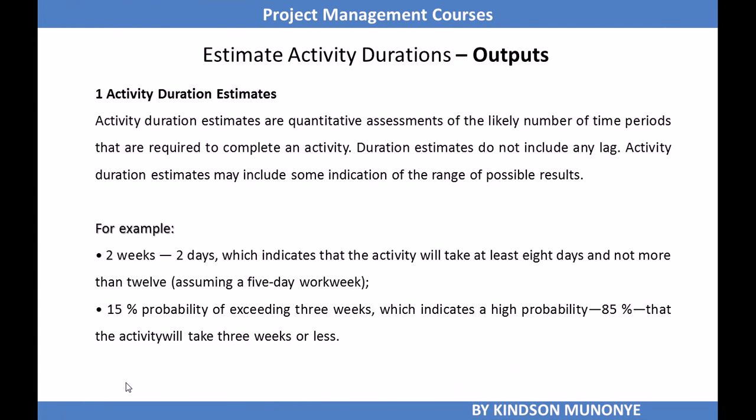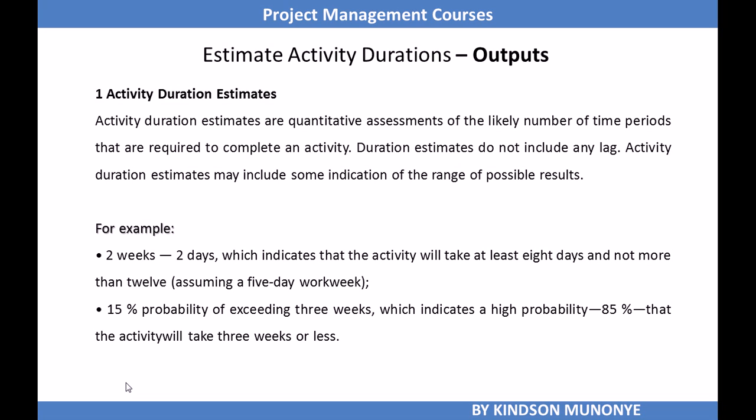Alright, let's now look at the two outputs of the estimate activity duration process. One of them is activity duration estimates, and these are quantitative assessments of the likely number of work periods that are required to complete an activity. Duration estimates do not include any lag. They may include some indication of a range of possible results. For instance, a duration of 2 weeks may be expressed as 2 weeks plus or minus 2 days.